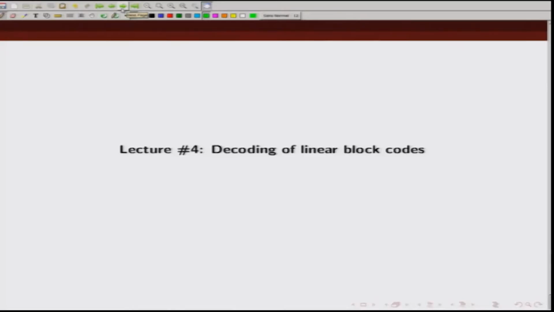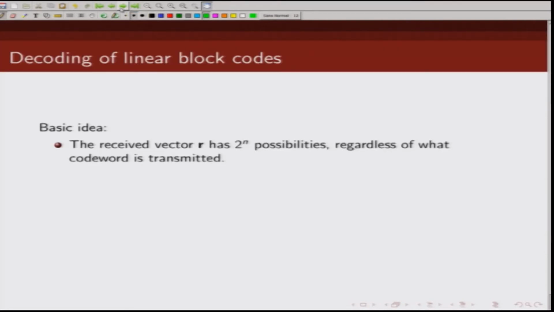Welcome to the course on error control coding and introduction to linear block codes. Today we are going to talk about how to decode, and we are going to talk about what is known as syndrome decoding. So what is a decoding problem?